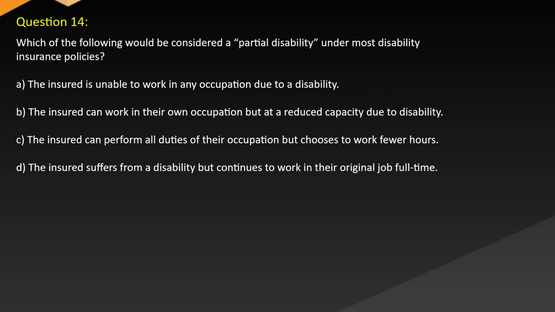Question 14. Which of the following would be considered a partial disability under most disability insurance policies? A. The insured is unable to work in any occupation due to disability. B. The insured can work in their own occupation but at reduced capacity due to disability. C. The insured can perform all duties of their occupation but chooses to work fewer hours. D. The insured suffers from disability but continues to work in their original job full-time.